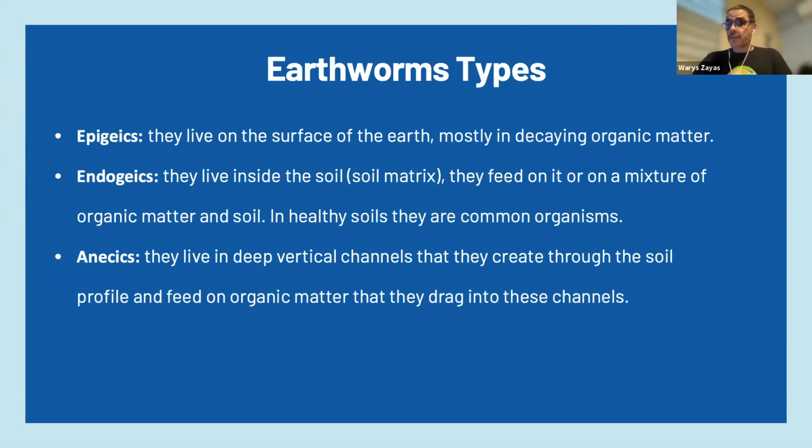There are 3 types of earthworms, and now we will be talking in a little bit more technical terms, right? So there are 3 types of earthworms you can find in nature. The first ones are named epigeics. Epigeics are the worms that live on the surface of the earth, mostly in decaying organic matter. In decomposing organic matter is where you find those guys, right?